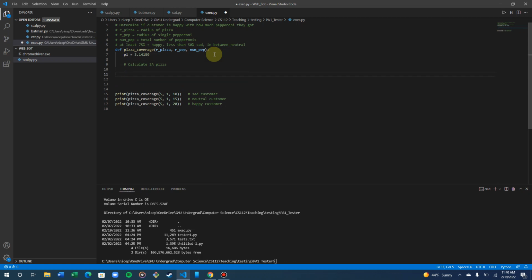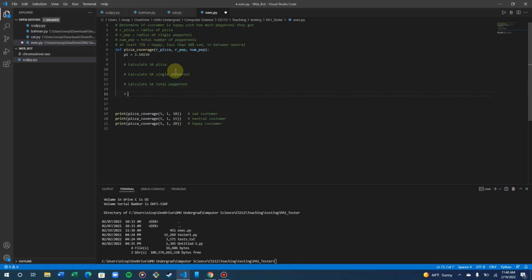The next thing I want to do is calculate the surface area of a single pepperoni. I want to make sure that even in my comments, I document that this is a 2-step problem here. So remember, first I said to calculate the surface area of a single pepperoni, and then you would calculate the surface area of total pepperoni. After that, you want to find the ratio of pepperoni to pizza.